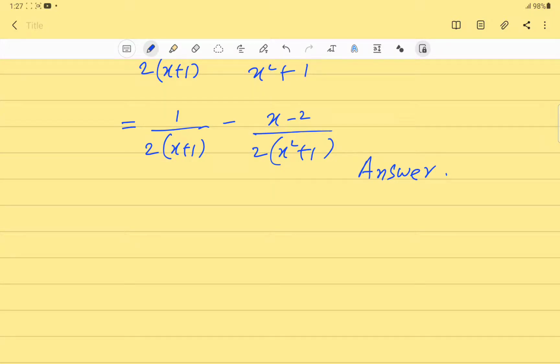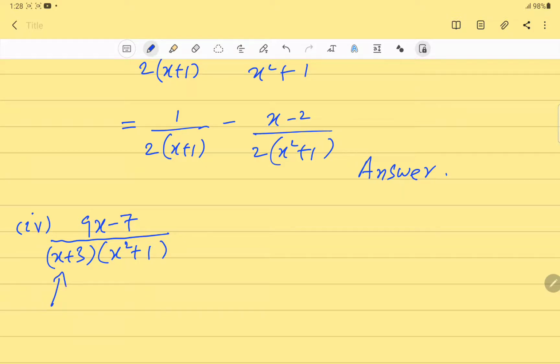Now we move on to our last question of this video. Our last question is 9x minus 7 over x plus 3 into x squared plus 1. It is quite obvious that the degree of x in numerator is lesser than the degree of x in the denominator, so it is a proper algebraic fraction. Now we will analyze its factor in the denominator.